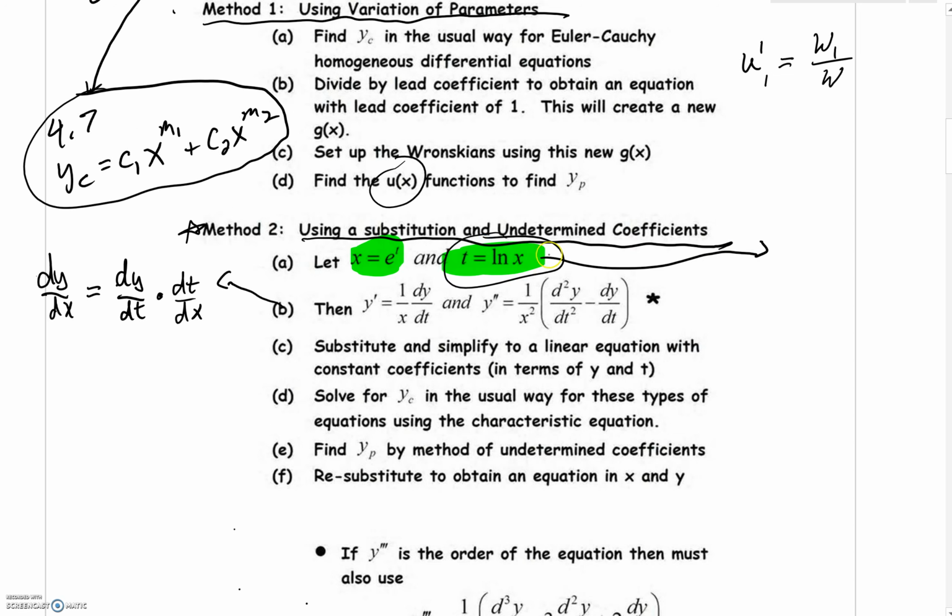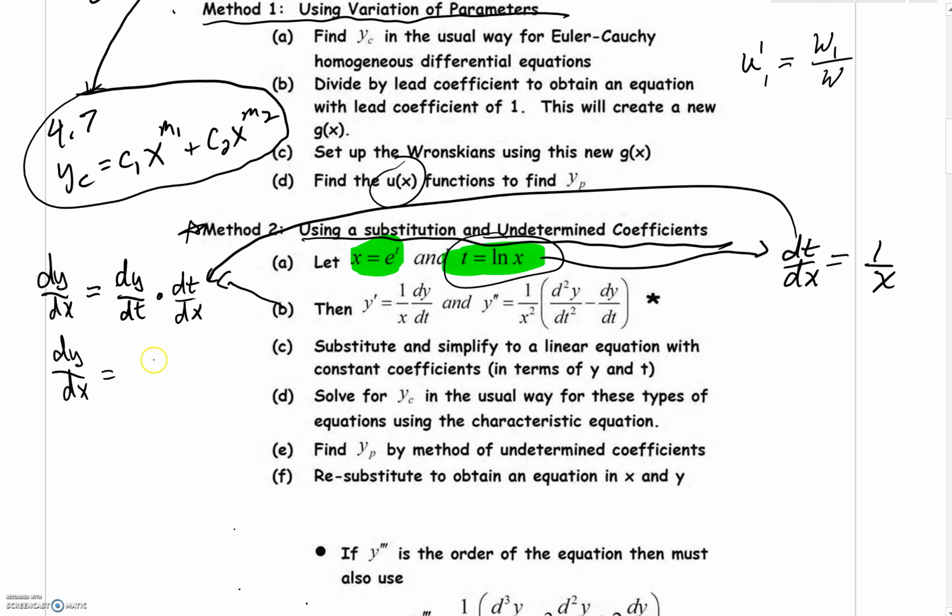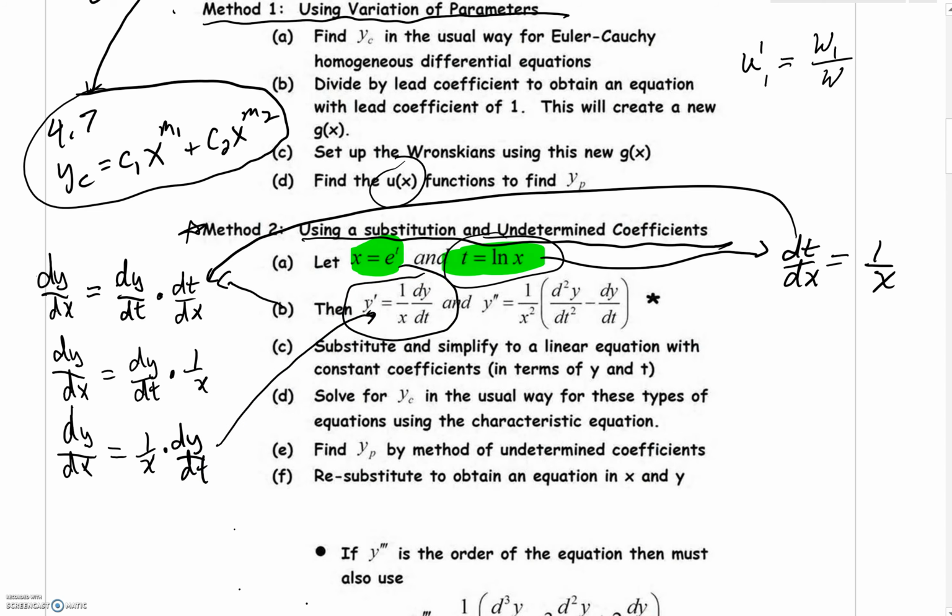Well, I just want to point this off to the side here. If t is equal to the ln of x, what is dt dx, assuming that we've made this substitution? Well, dt dx, you could see very quickly, would just be 1 over x. And that's what we're going to substitute in right here. So dy dx is dy dt, dt dx is 1 over x, and we can even move that 1 over x out in front. And hey, look at that right now. This is how we went about finding what y prime is. So that's well and good.